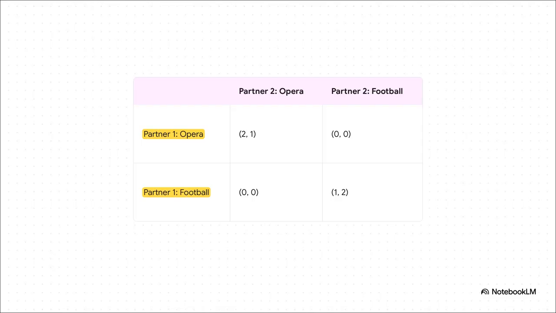Now look at these payoffs. The most important thing for both of them is to actually be together. If they go to different places, they both get a big fat 0. No fun. But they do have different preferences. Partner 1 is a little happier at the opera, while partner 2 gets a bigger payoff from the football game. They want to coordinate, but they disagree on where.